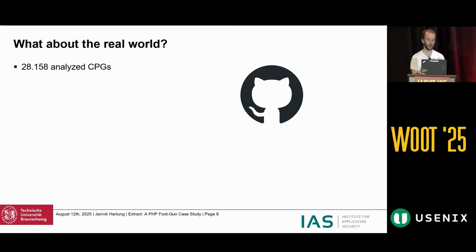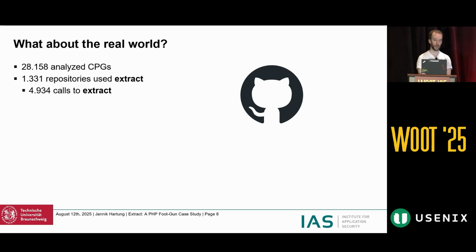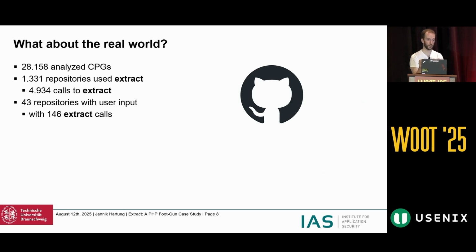We used a data set of around 28,000 PHP repos on GitHub. And we analyzed them, and we found that 1,300 of them used extract in some way. In total, they had around 5,000 calls to extract. But they are just calls. They might not involve user input. So only 33 repositories were with user input, and there were 146 extract calls. So this is manageable for manual analysis, and that's what we did now.